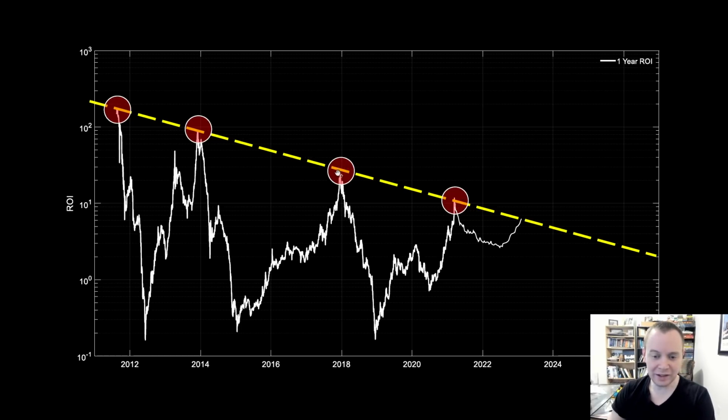So in 2018, you can see it was maybe 25x or so. But in 2021, it looks like our running 1 year ROI seems to be capping out at about 10x. So what does that mean? Well, we know that Bitcoin went to 20K back at the end of 2020. So for the 1 year ROI to remain at 10x by the end of 2021, it would need to be at $200,000.